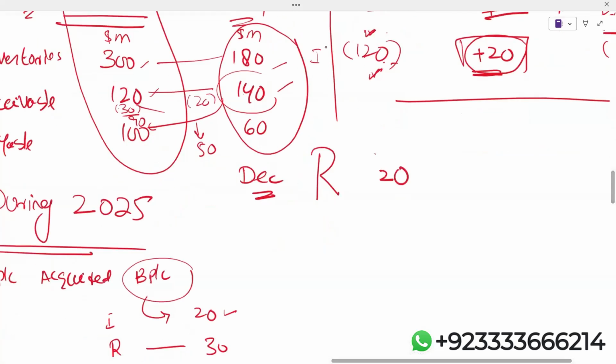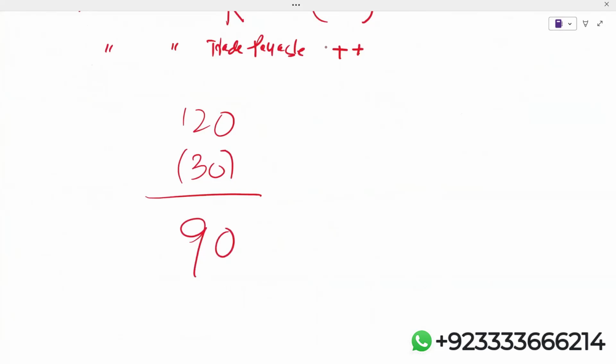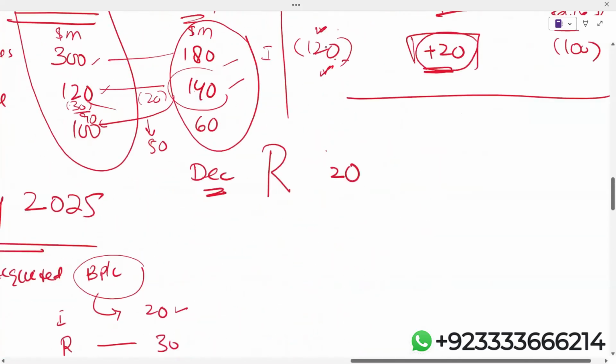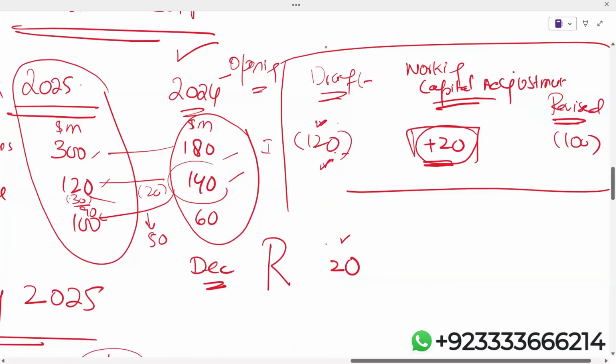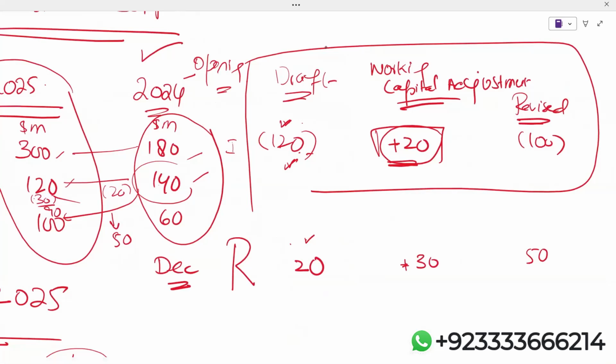Now we know that the closing balance of receivable is 120. During the year we acquired a subsidiary which has a receivable of 30. So logically the closing balance is 90. Opening is 140. So the difference between 140 and 90 is 50. Obviously it is still a decrease, but it is 50, not 20. So what I'm going to do: the examiner has already given me 20 here. Keep watching, I'll bring 30 more. So the decrease becomes 50.